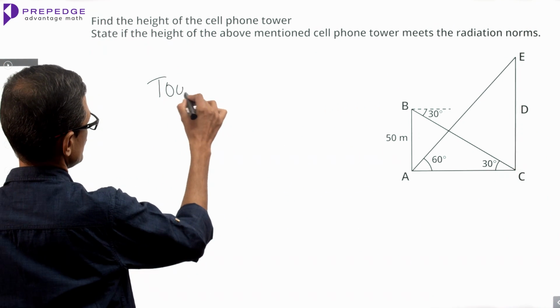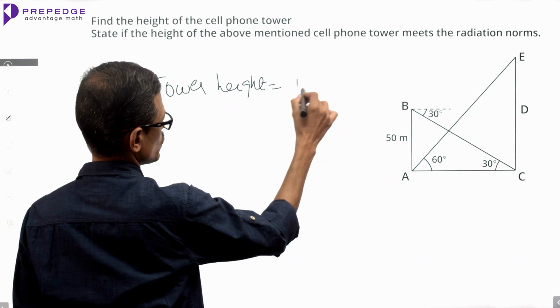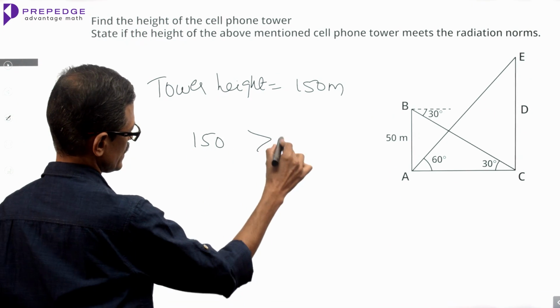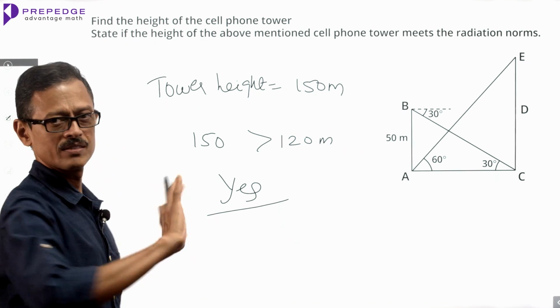Tower height is equal to 150 meters. 150 meters is greater than 120 meters. So, yes, it meets the norms and முடிச்சிடலாம்.